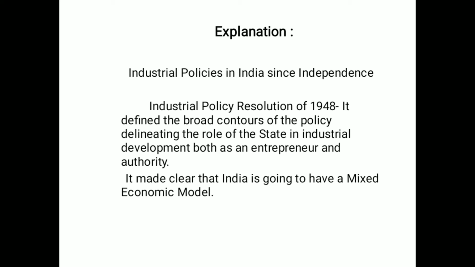Explanation. The industrial policies in India since independence. Industrial Policy Resolution of 1948. It defines the broad contours of the policy, delineating the role of the state in industrial development both as an entrepreneur and authority. It made clear that India is going to have a mixed economic model.